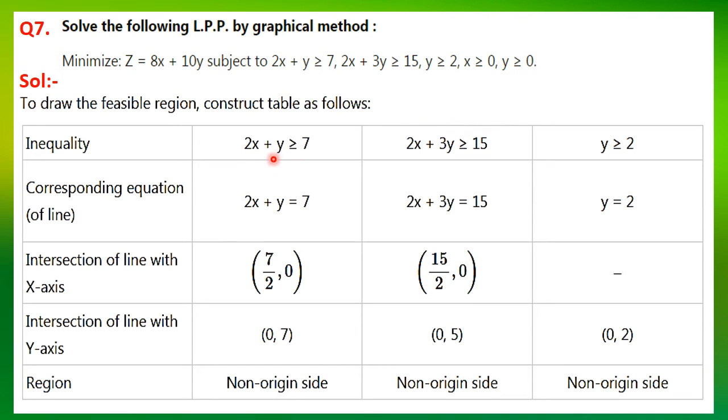First construct the table with inequalities written first and the corresponding equations. So the equations are 2x + y = 7, 2x + 3y = 15, and y = 2. Now the intersection of the line with the x-axis. To get the x-axis point we will put y = 0. Then you get x = 7/2, or you can write 3.5.